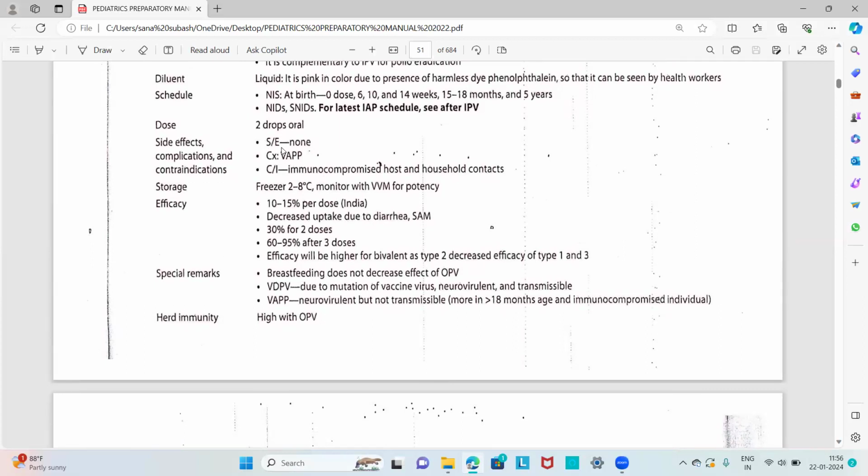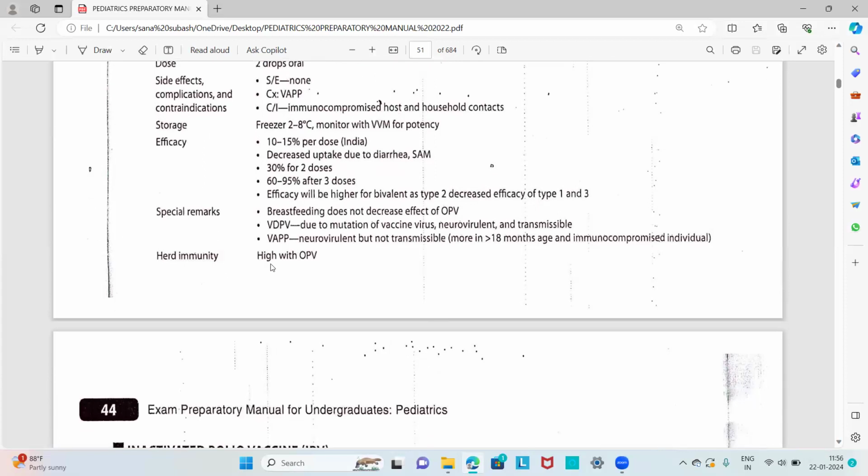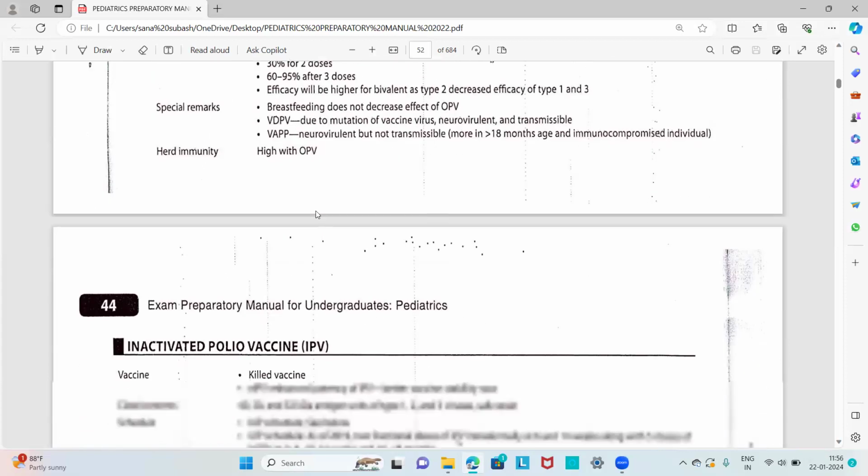Side effects, there are no such side effects, and the complication is vaccine associated polio paralysis, and the contraindications are the immunocompromised host and household contacts. Then storage is again at the freezer, at 2 to 8 degrees Celsius. Monitor with the vaccine vial monitor for the potency. Then the herd immunity is high with the oral polio vaccine.